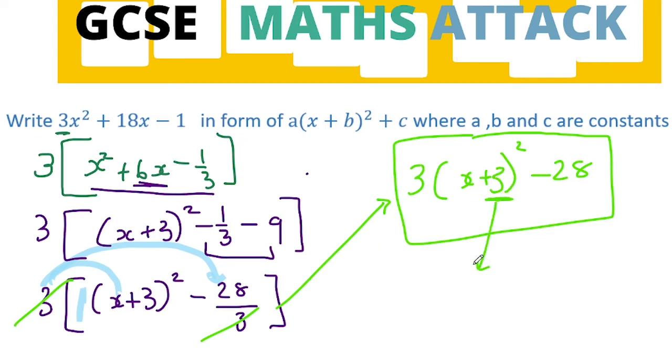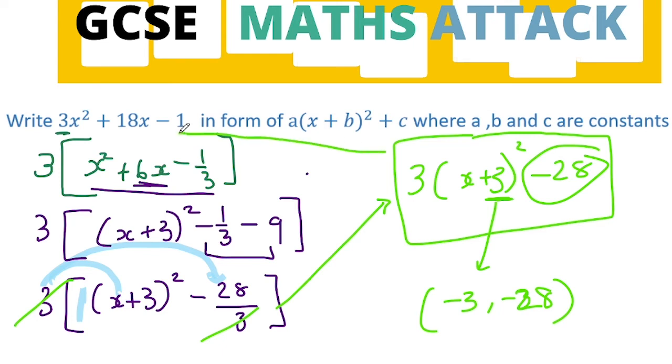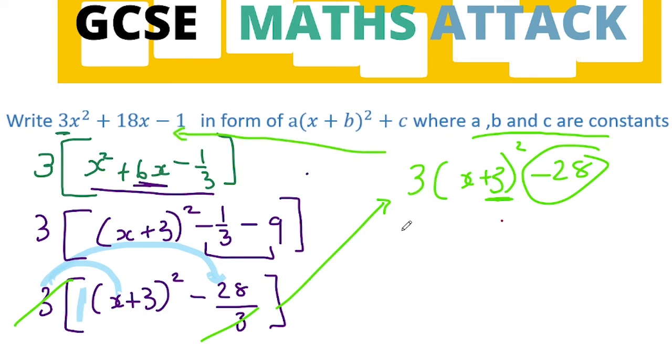You're going to solve this and equate it to 0. The bracket inside will be minus 3, and you're going to take this minus 28. So it will be minus 3, minus 28. Now, if you don't believe that this is correct, what you can do is expand this bracket and see if it gives you this over here. So let's have a go at that.